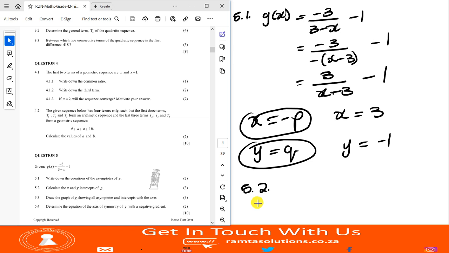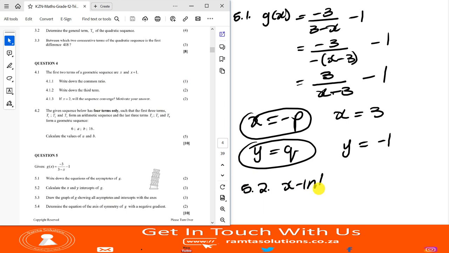Calculate the x and y intercepts of G. By the way, guys, if you're using a mobile device, please rotate your screen so you have maximum viewing. Perfect. So 5.2, we have x and y intercepts.